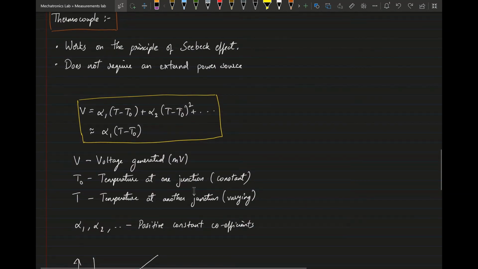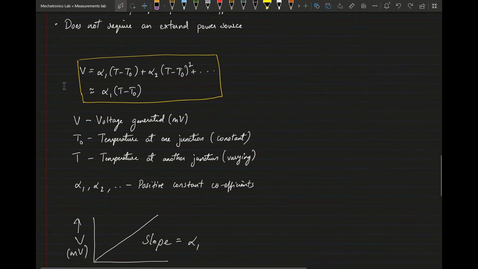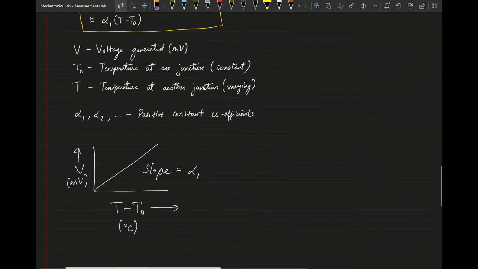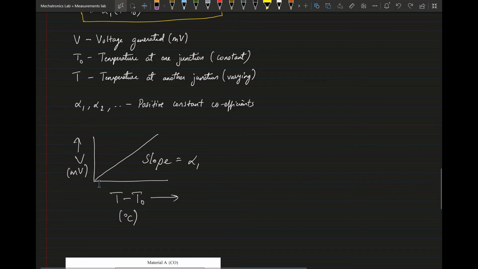So what's important in a thermocouple? It works on the Seebeck effect, and it does not require any external power source. The characteristic equation of the thermocouple is such that alpha 2 and alpha 3 and so on are really small, so you can ignore them. Then your voltage is almost equal to alpha 1 times T minus T naught, which is the difference in temperature. So the voltage is directly proportional to the change in temperature, and alpha 1 is your coefficient. If you plot that, it would be a linear line going through the origin, and your slope would be alpha 1.